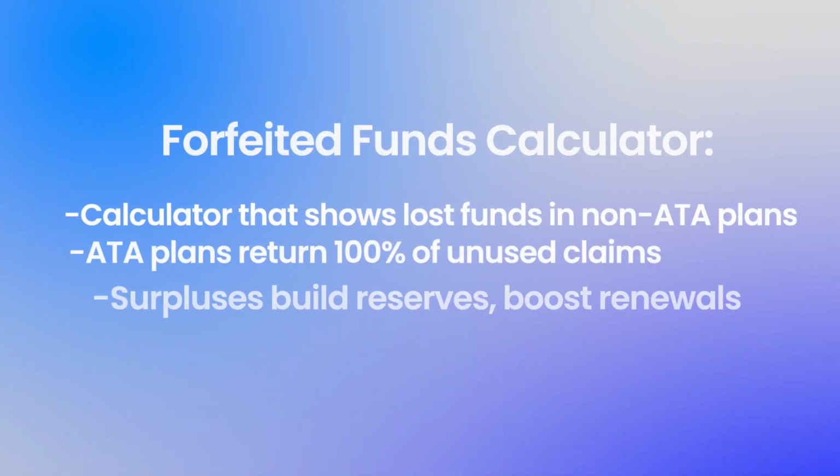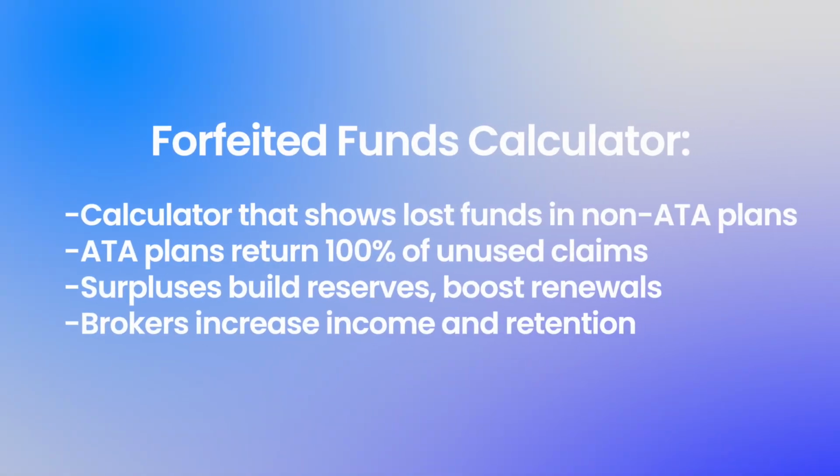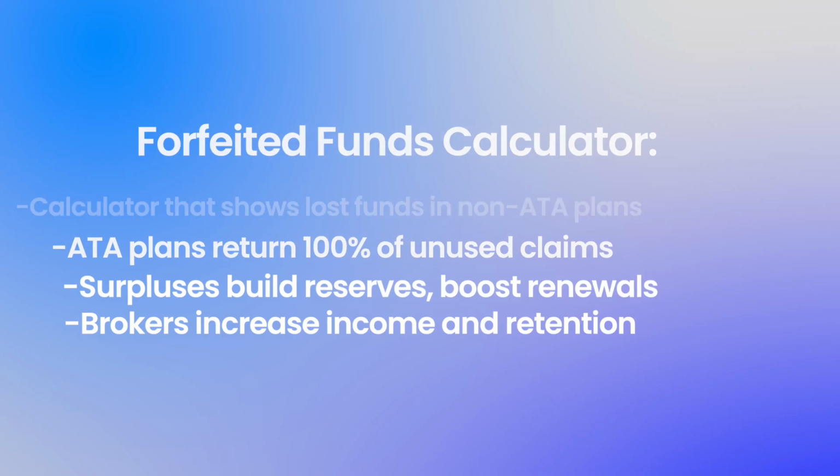My name is still Tom Stein, and today we're going to go through one of the other tools, another arrow in your quiver, so to speak, for you brokers and general agents out there who are fighting to serve Main Street. We're going to talk about the Forfeited Funds Calculator. The Forfeited Funds Calculator shows exactly how much money your client had left on the table by going with a non-100% surplusable plan in the previous plan year.